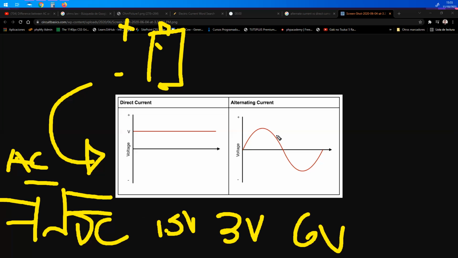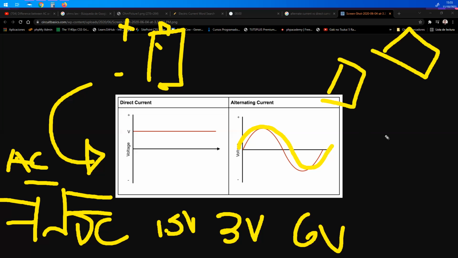But for this one, here in alternating current, it is going to vary, okay? In the wave that is produced, because of how electricity is generated. So imagine I have a turbine. I have a turbine here.